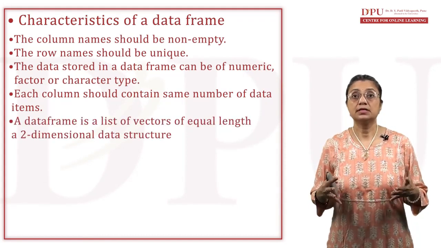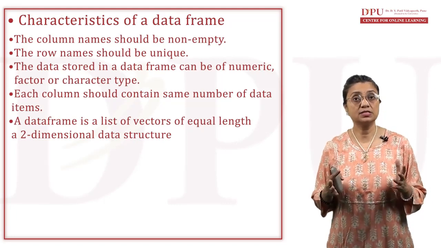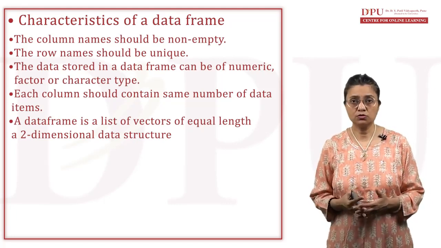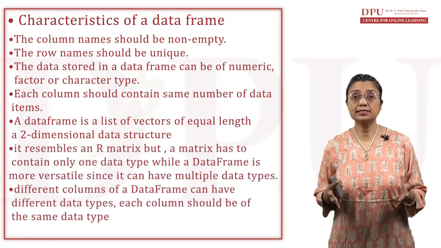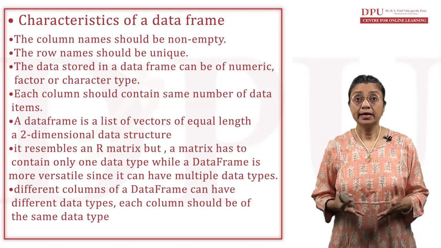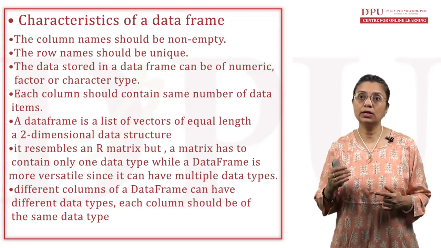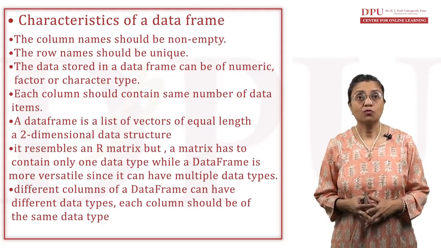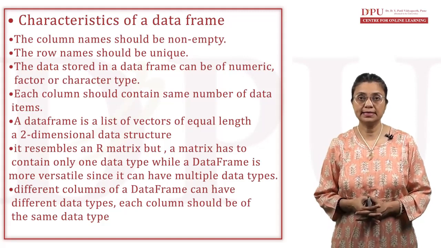A data frame is a list of vectors of equal length. We can always say that our data frame is a list of vectors, a list of values, and every vector is of equal length. It is a two-dimensional structure. It resembles an R matrix, but a matrix has to contain only one type of data, while a data frame is more versatile since it can have multiple data types.